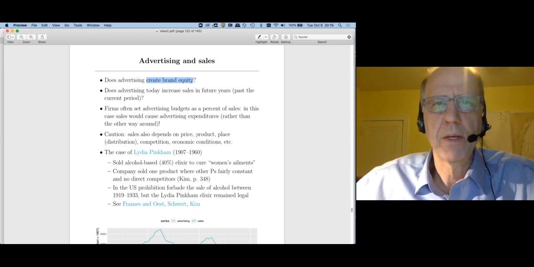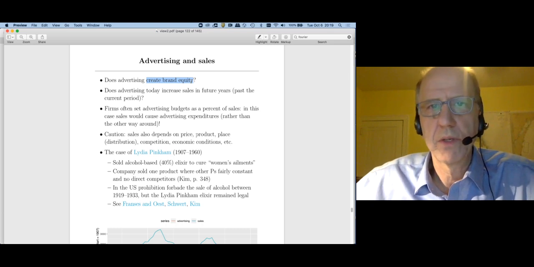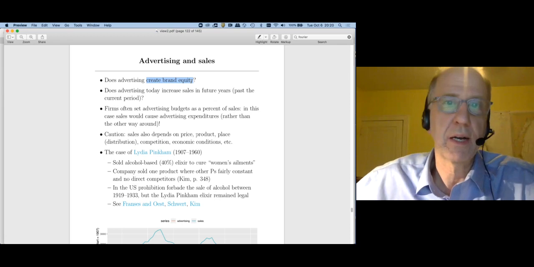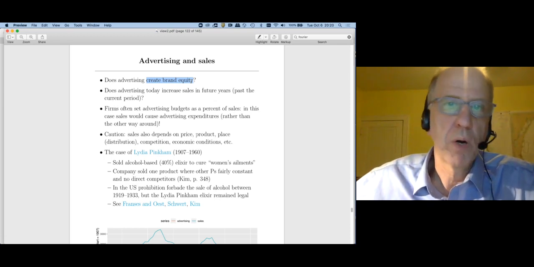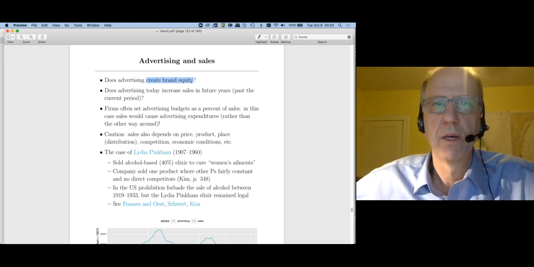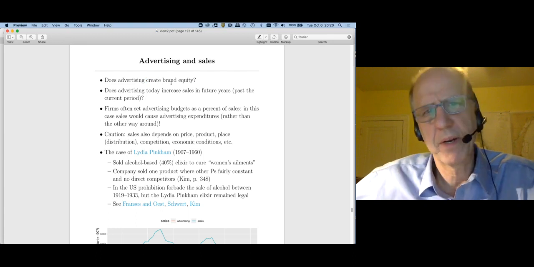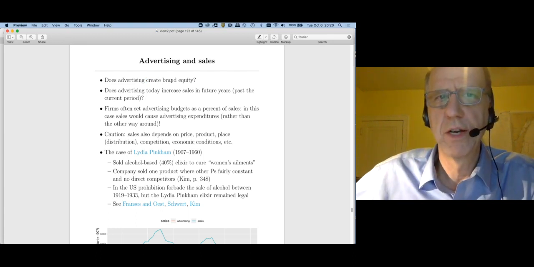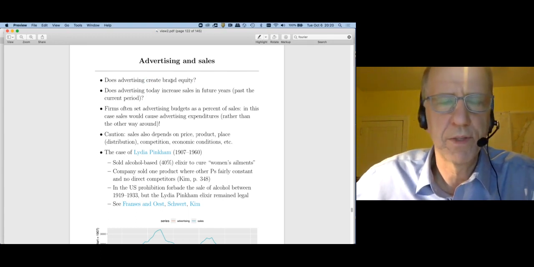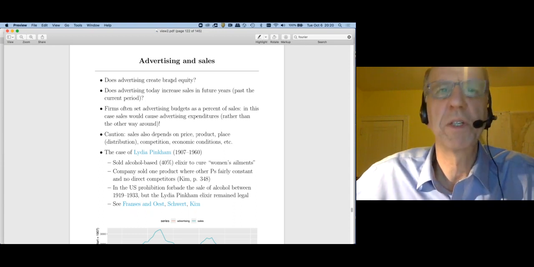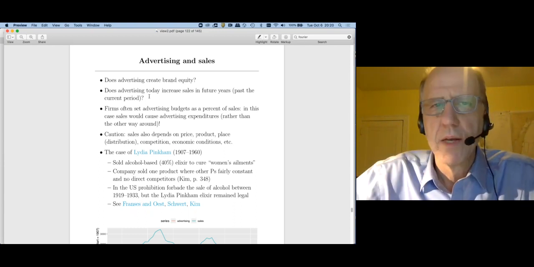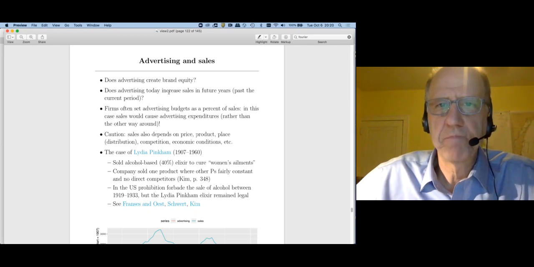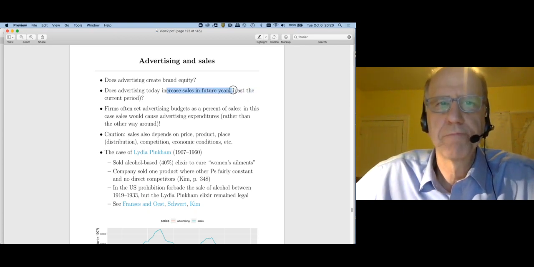There are many very famous examples of this. For example, why does Coca-Cola have such a high stock price? Part of that reason is because of the brand equity that they've built up over the past over 100 years in the advertising they do. Of course, what happened 100 years ago probably doesn't matter so much today because no one is alive. We don't need to get into this. So does advertising today increase sales in the future years?